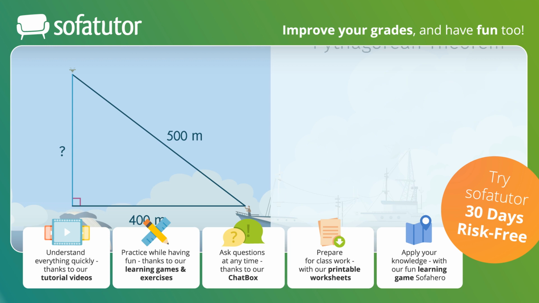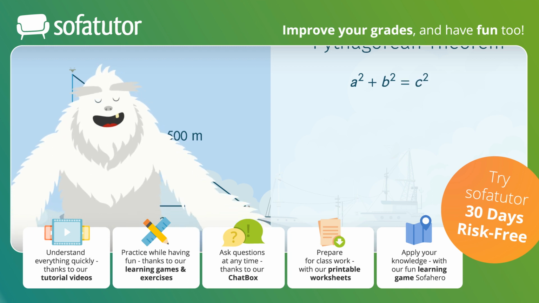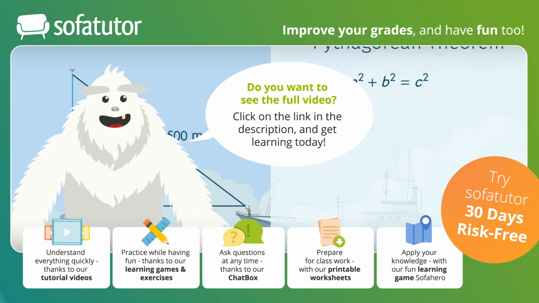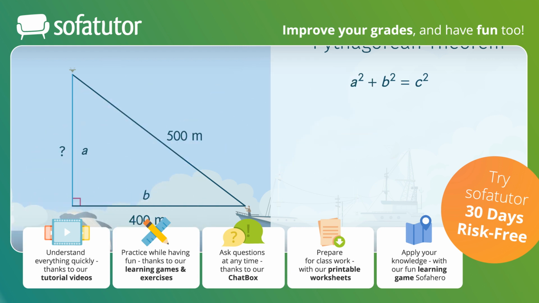Remember, the Pythagorean theorem describes a relationship between the sides of a right triangle. It states that if we have a right triangle, then a squared plus b squared equals c squared. By convention, we call the legs a and b, and the hypotenuse c. The unknown altitude is a. So we can use substitution to get a squared plus 400 squared equals 500 squared.